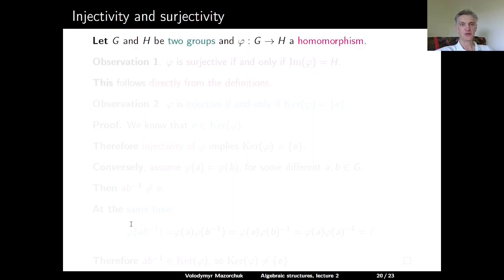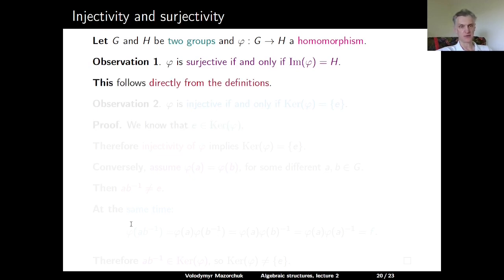Let G and H be two groups and phi a homomorphism from G to H. Observation 1. Phi is surjective if and only if the image of phi is the whole of H. This, of course, follows directly from the definition. Observation 2. Phi is injective if and only if the kernel of phi is the identity.